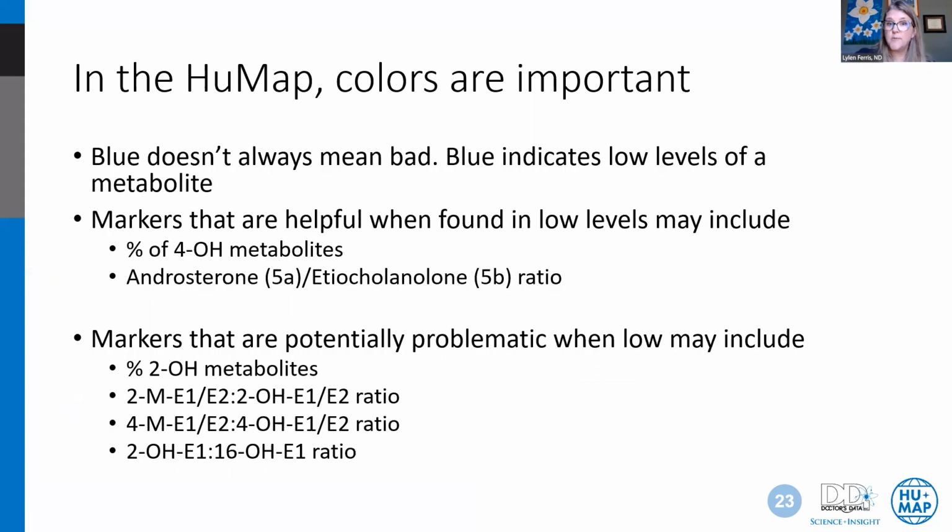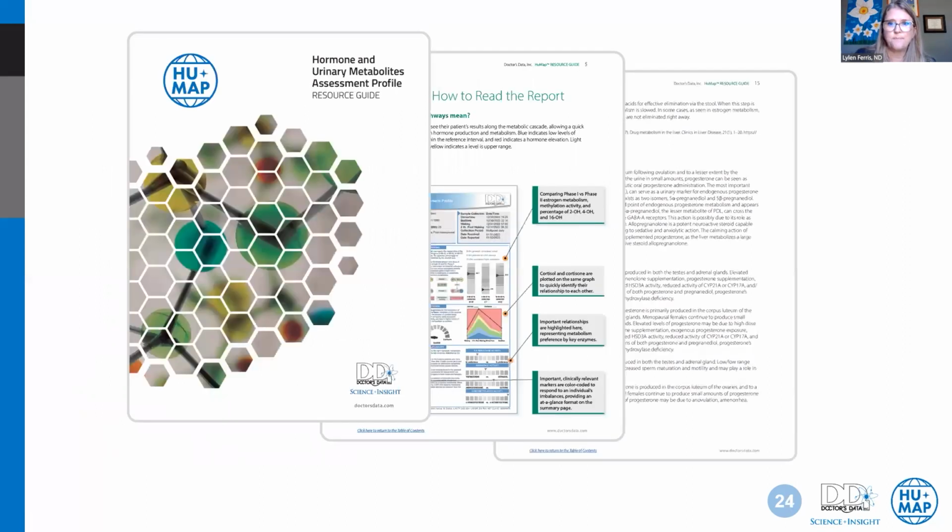Conversely, blue doesn't always mean bad. Blue just indicates low levels. So again, markers could be helpful when found in low amounts, things like the 4-hydroxy metabolites, or maybe when that ratio between androsterone and etiocholanolone is low, which would mean that the patient is favoring beta metabolism over 5-alpha metabolism. So please keep that in mind when looking at the colors.